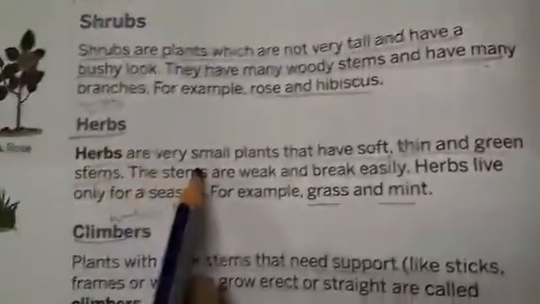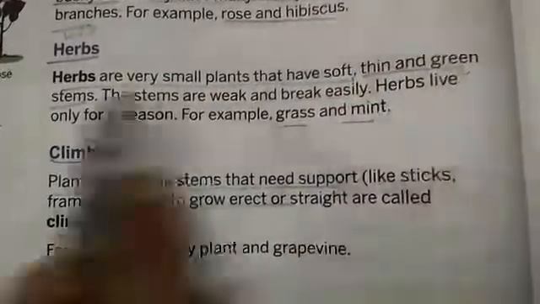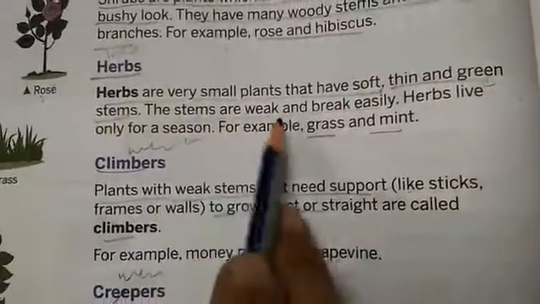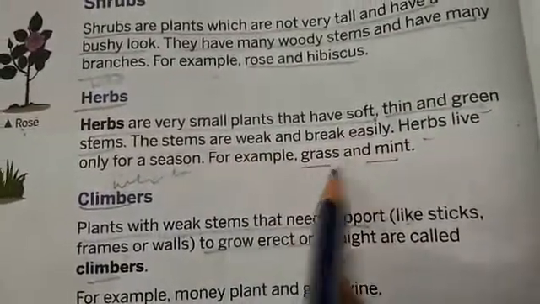Herbs. Herbs are very small plants that are soft, thin and green. The stems are weak and break easily. Herbs live only for a season. For example, grass and mint.